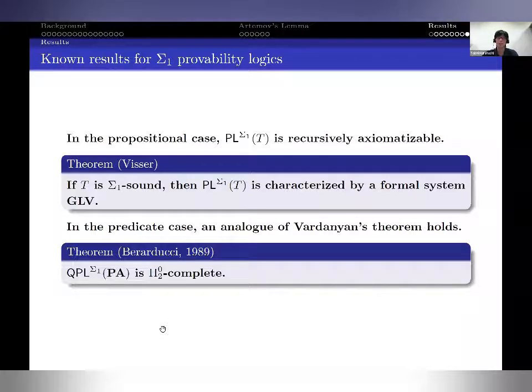Then, in the propositional case, the Σ1 probability logic of T is recursively axiomatizable. In fact, Fischer proved that if T is Σ1 sound, then the Σ1 propositional probability logic of T is characterized by a formal system GLV, which is an extension of GL.